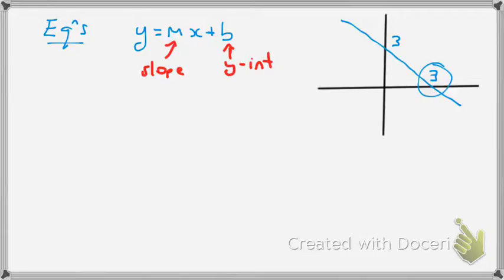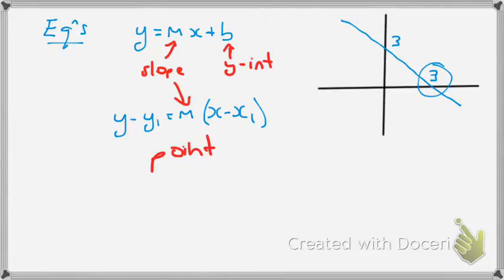Another formula that is very useful is the point-gradient formula. We will use this quite a lot. That's where we've got the slope m, and we've got a point that we know is on the line, (x1, y1).